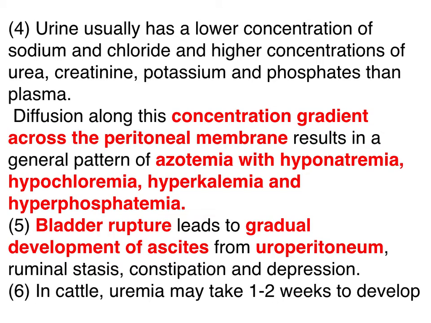Number 4, urine usually has lower concentration of sodium and chloride and higher concentration of urea, creatinine, potassium and phosphates than plasma. Diffusion along this concentration gradient across the peritoneal membrane results in a general pattern of azotemia with hyponatremia, hypochloremia, hyperkalemia and hyperphosphatemia. Number 5, bladder rupture leads to gradual development of ascites from uroperitoneum, ruminal stasis, constipation and depression. In cattle, uremia may take 1 to 2 weeks to develop.